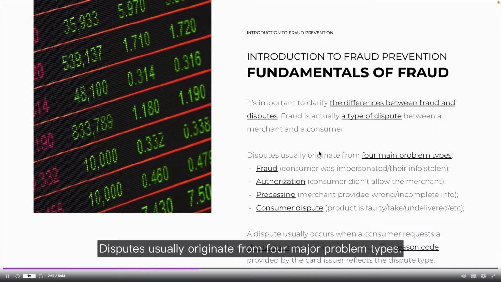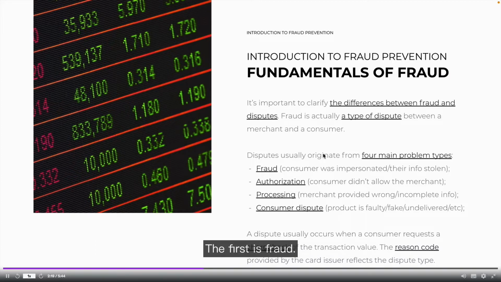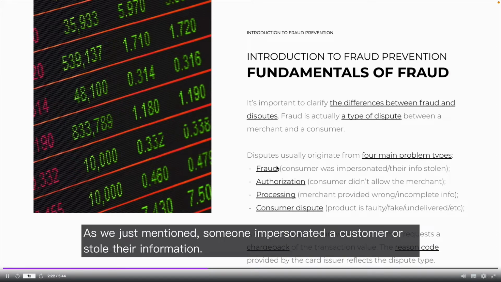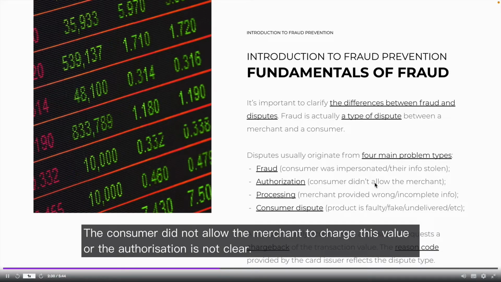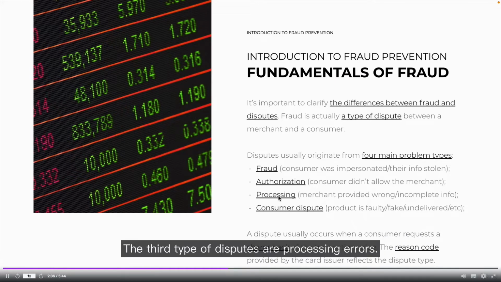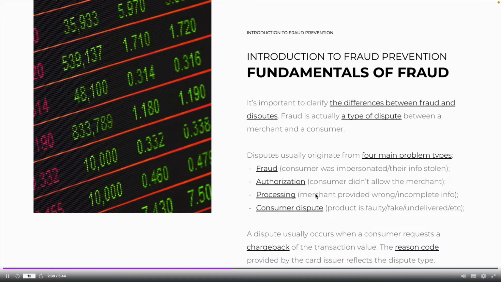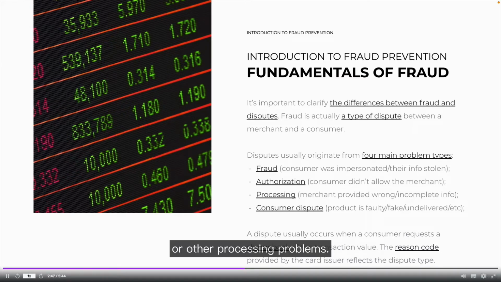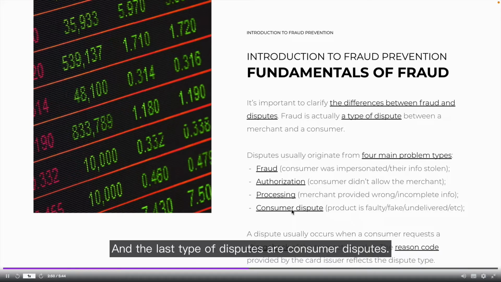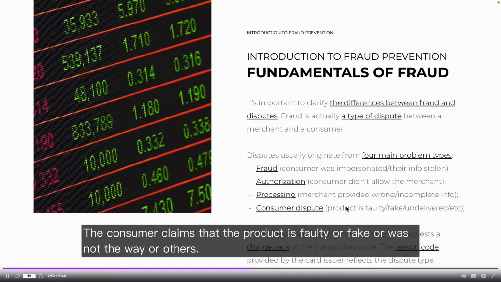Disputes usually originate from four major problem types. The first is fraud, as we just mentioned. Someone impersonated a customer or stole their information. The second type are authorization issues. The consumer did not allow the merchant to charge this value, or the authorization is not clear. The third type of disputes are processing errors. The merchant provided the wrong information, or used the wrong API, or let the transaction expire, or other processing problems. And the last type of disputes are consumer disputes. The consumer claims that the product is faulty, or fake, or was not delivered, or others.